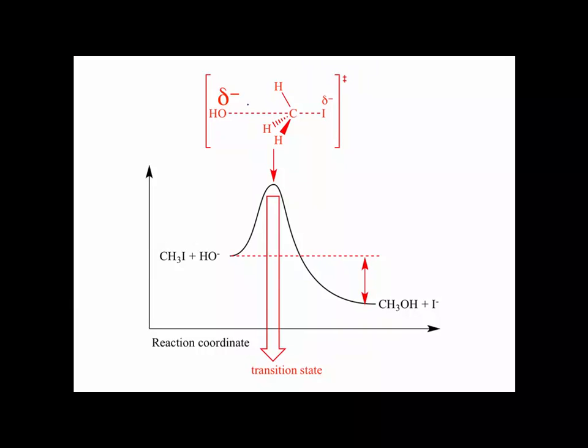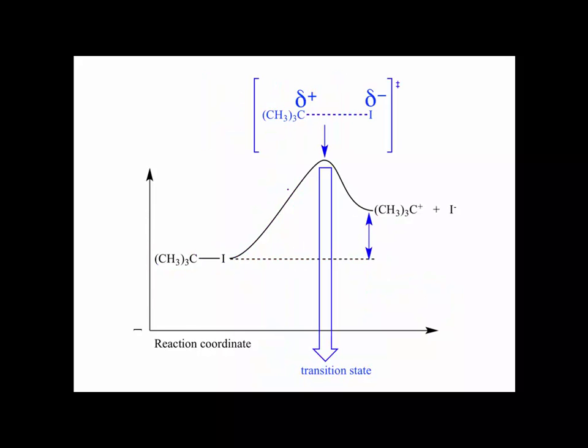So again, here is bonds stretching and breaking and bonds forming. Over here, your reactants have more energy than your products, so you are exothermic, but you still had to get over that energy barrier. Here, your reaction is endothermic, okay, but you still had to get over that energy barrier.